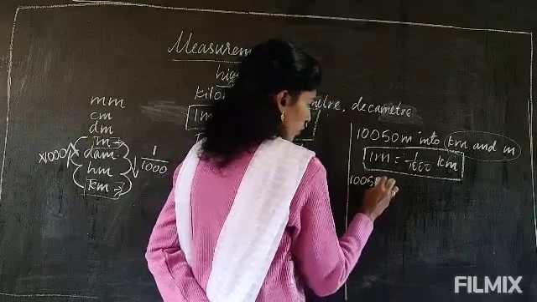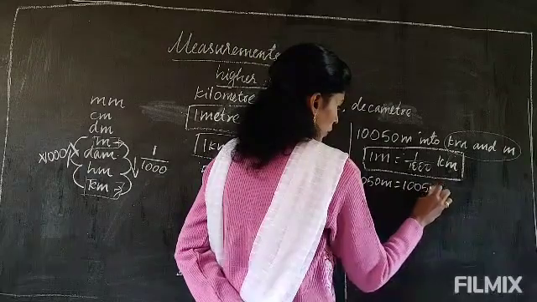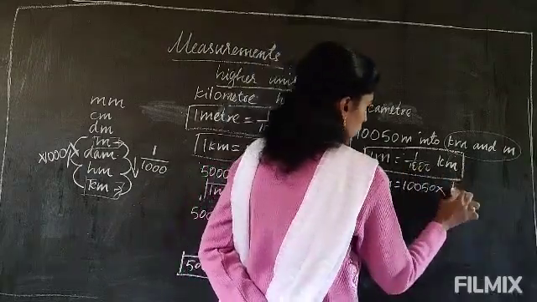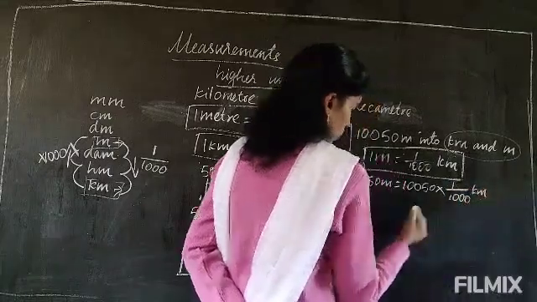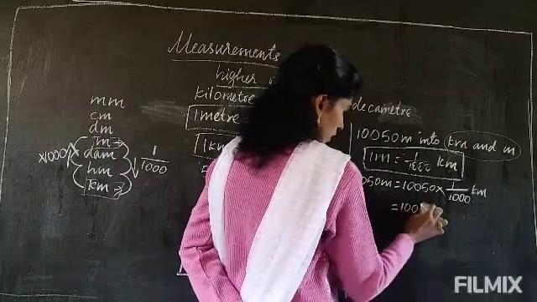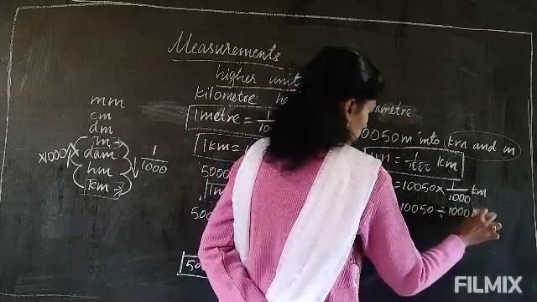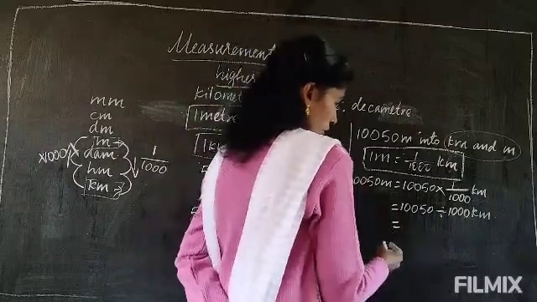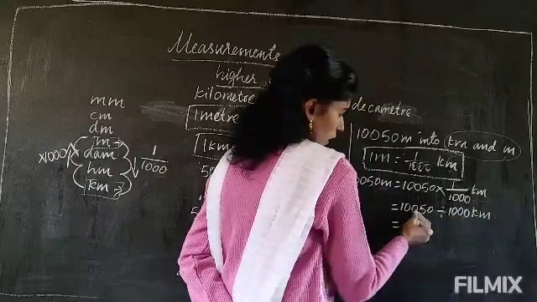So 10,050 meter equal to 10,050 multiplied by, instead of this meter you have to write 1 by 1000 kilometer. In fraction we write it like 10,050 divided by 1000 kilometer. And already we have learned in division, so here 3 zeros. So the last 3 digits will be the remainder.